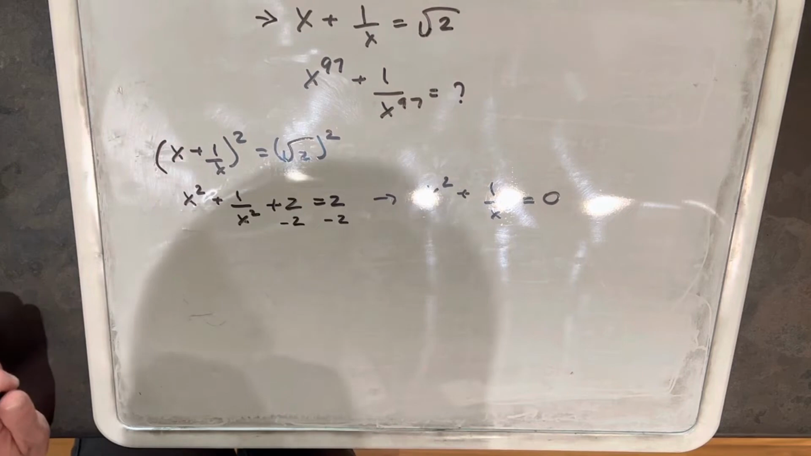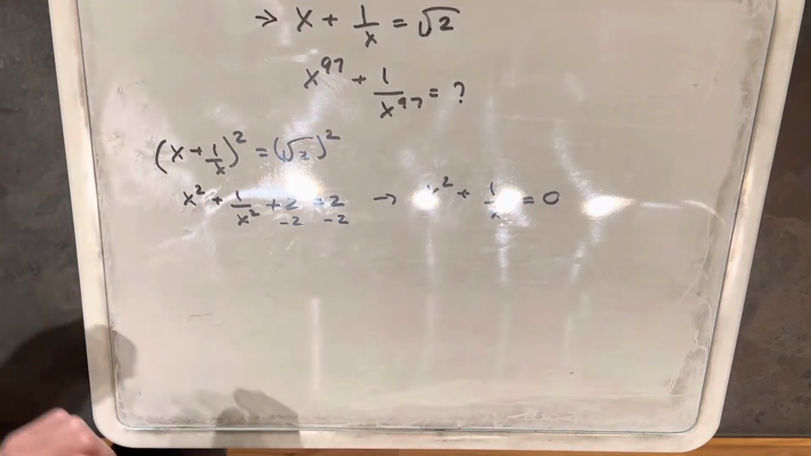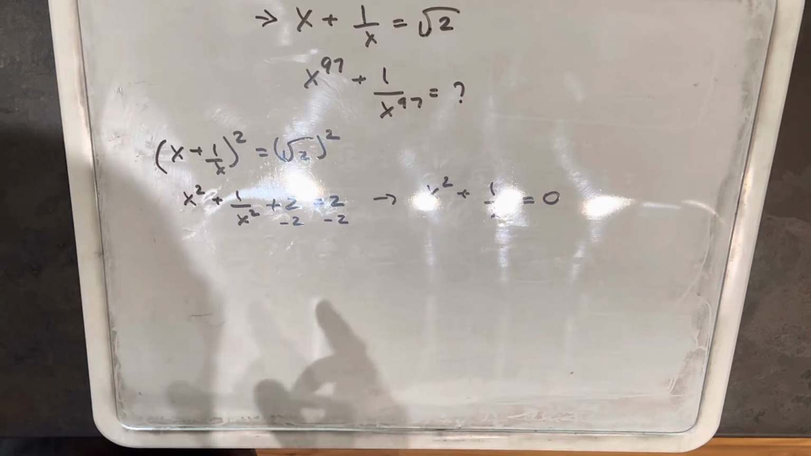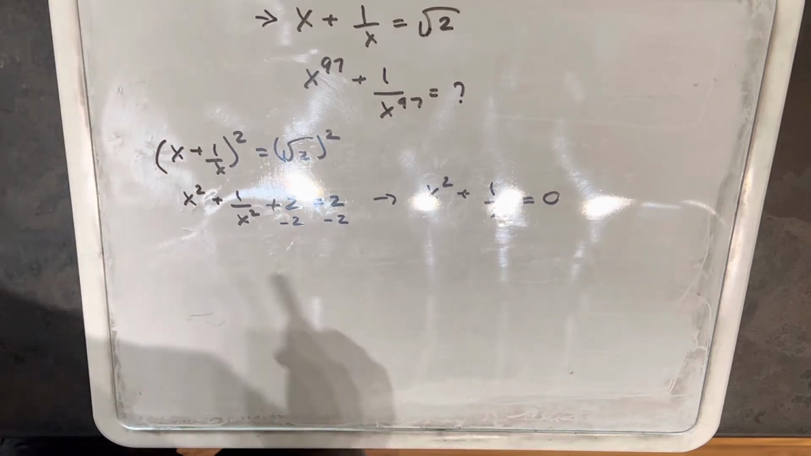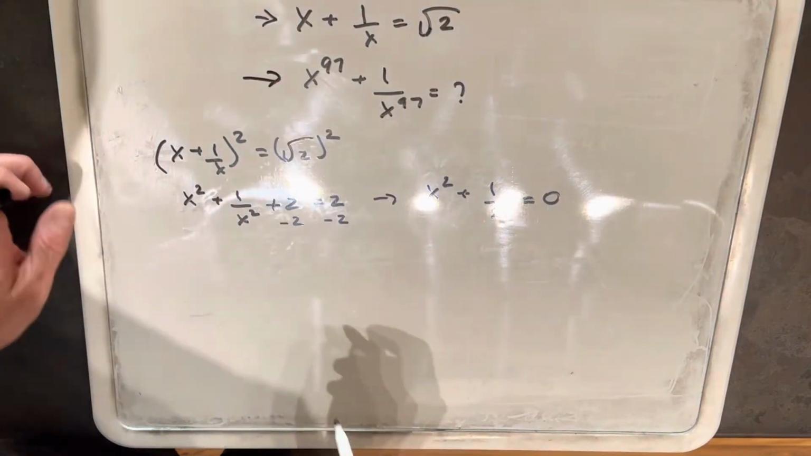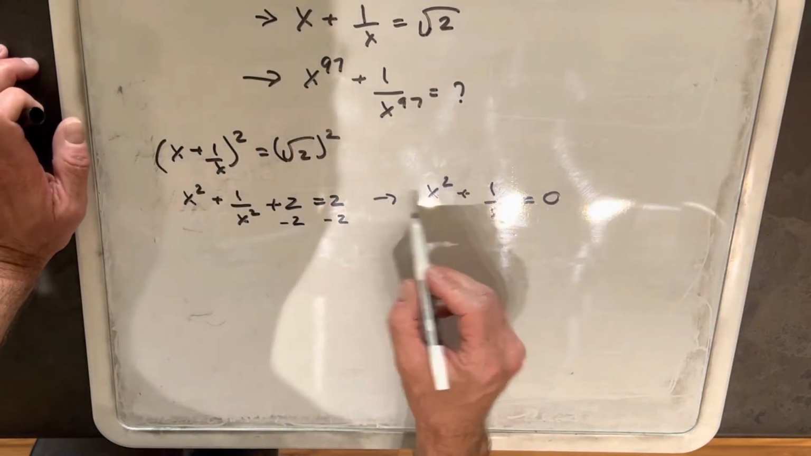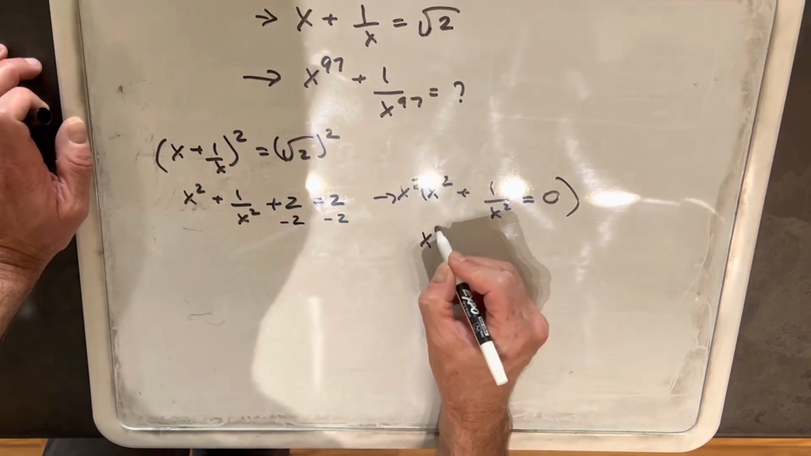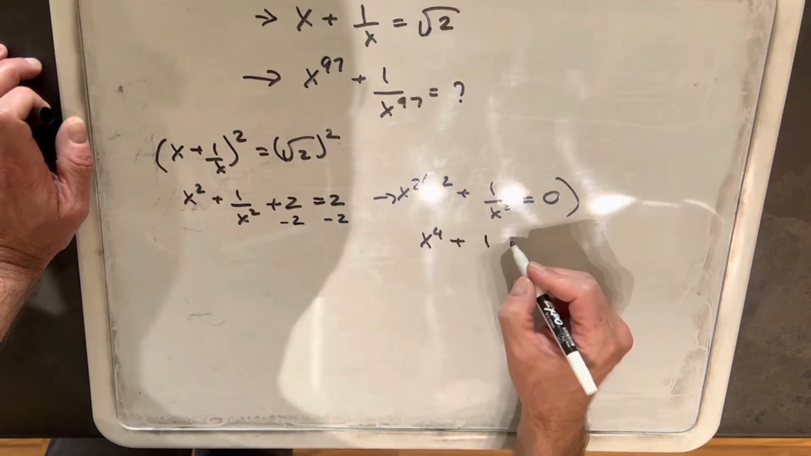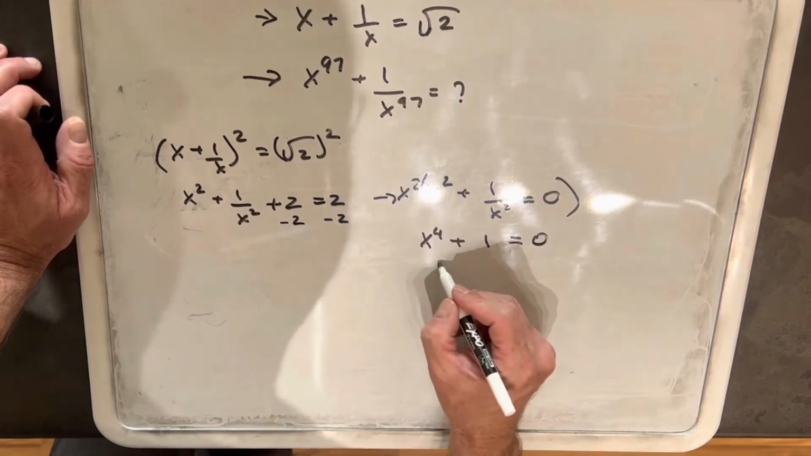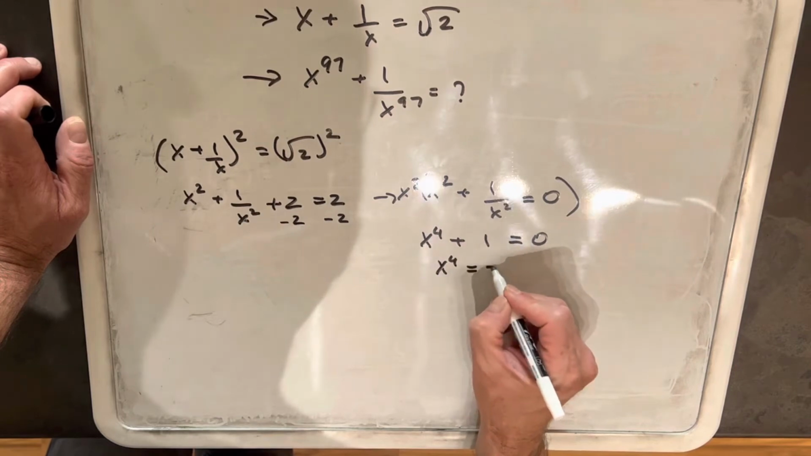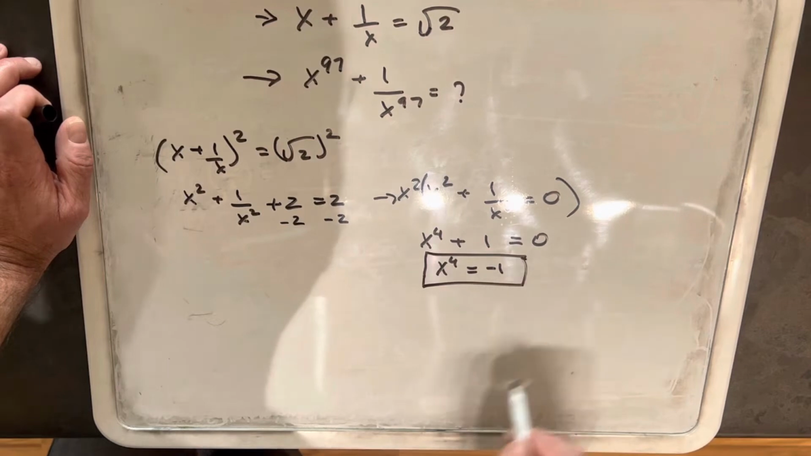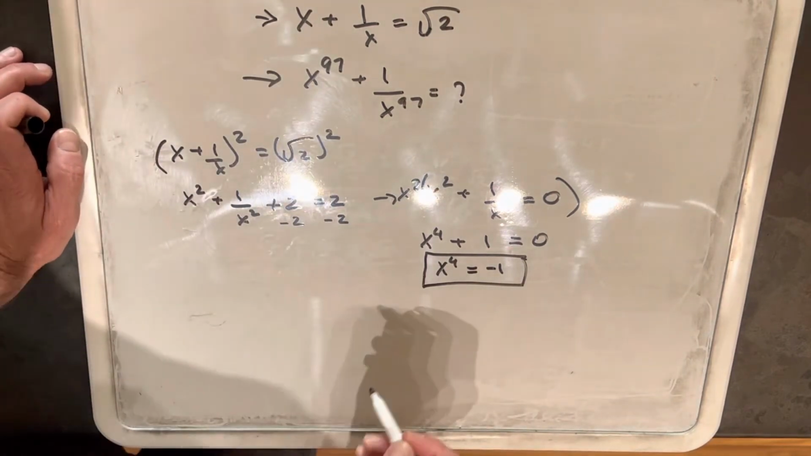Good. So when I do these, I want to find a solution either for x or for some power of x that I can use to plug into this equation here. So what I can do with this equation is multiply through by x squared to get x to the 4th plus 1 equals 0, but then that just means that x to the 4th equals -1. Okay, so that's going to be useful.